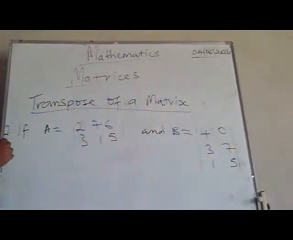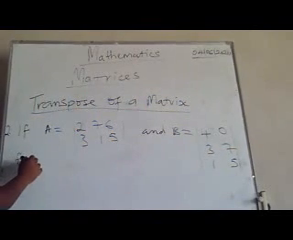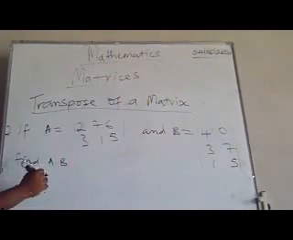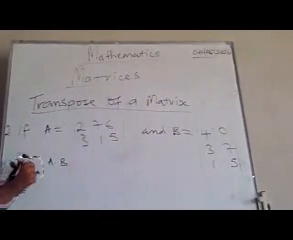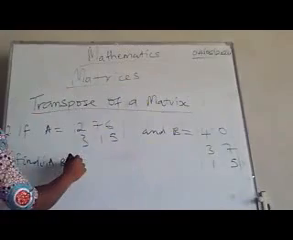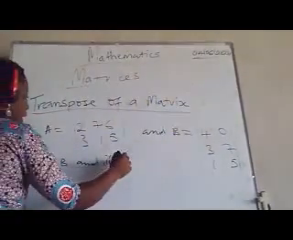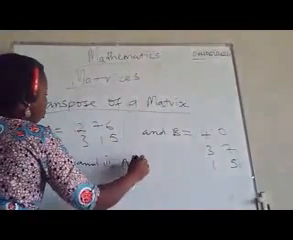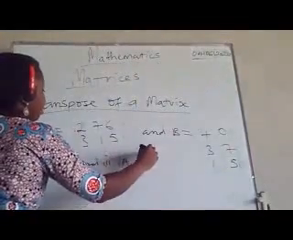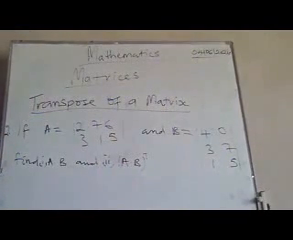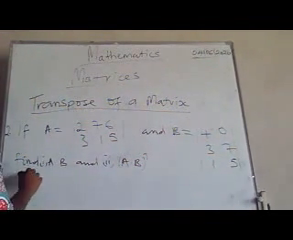The first question is to find A dot B as I, and II, B transpose. A dot B transpose. Solution.